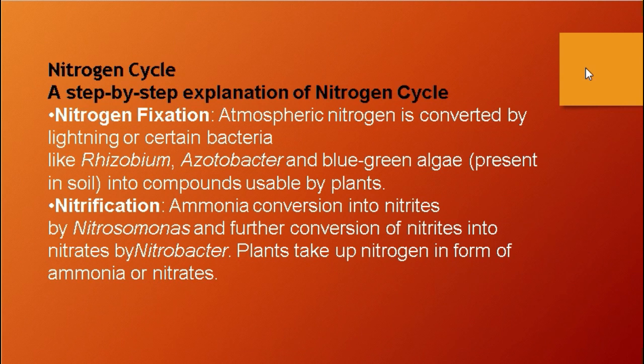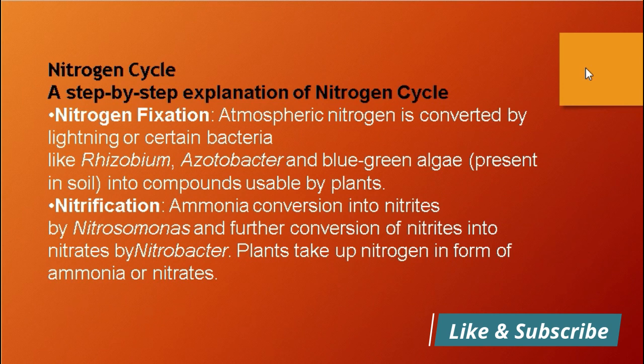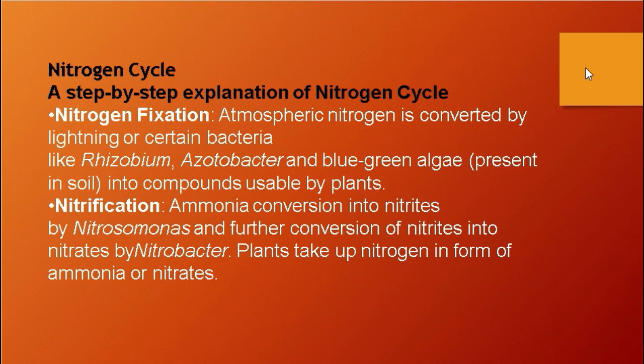But when the plants and animals die, some microorganisms like bacteria and fungi present in the soil convert these nitrogenous waste into nitrogenous compounds to be used by plants again. And there are some kinds of bacteria that convert some of these nitrogenous compounds to nitrogen gas, which goes back into the atmosphere. As a result, the percentage of nitrogen in the atmosphere remains more or less constant.